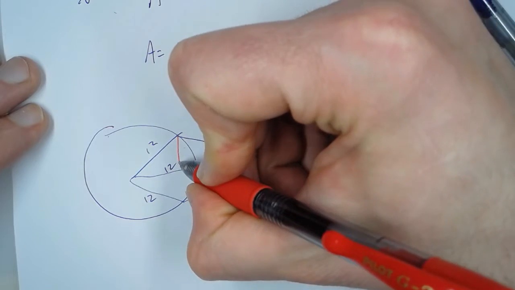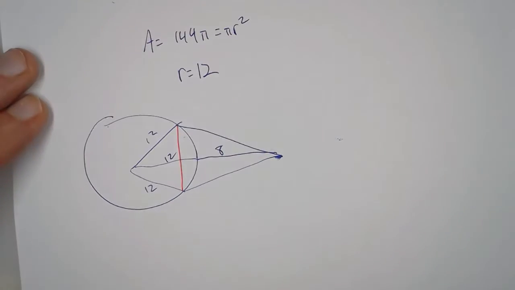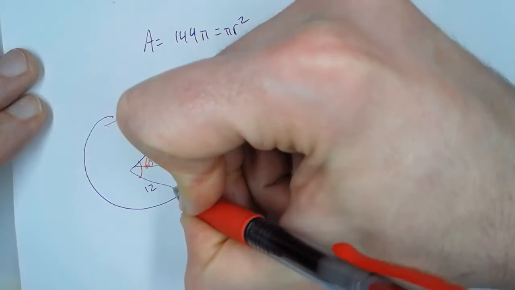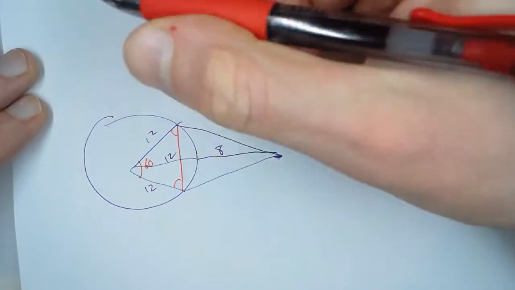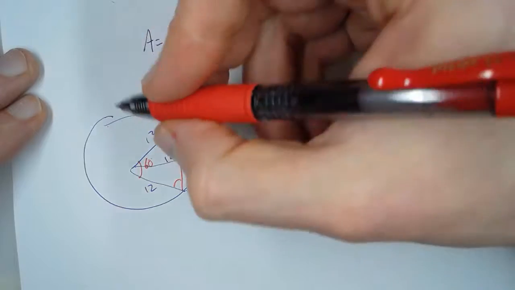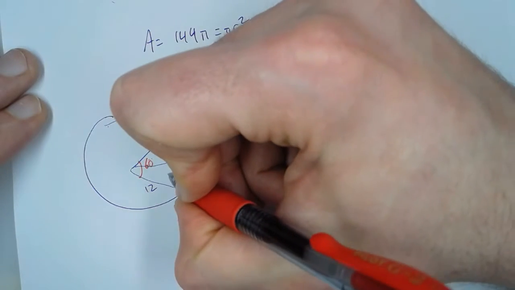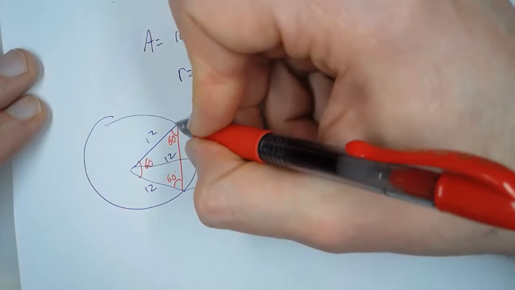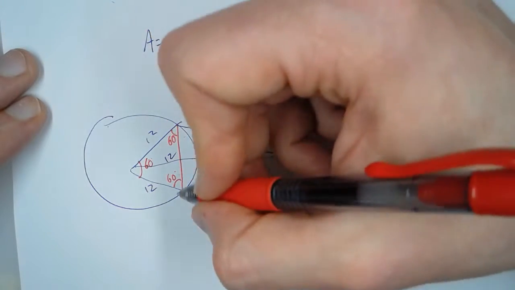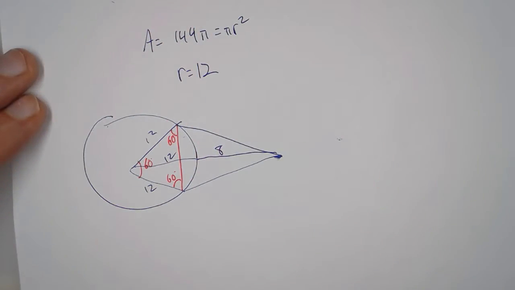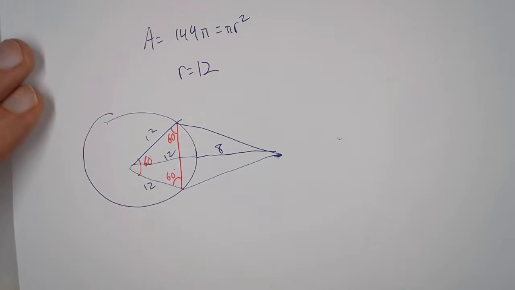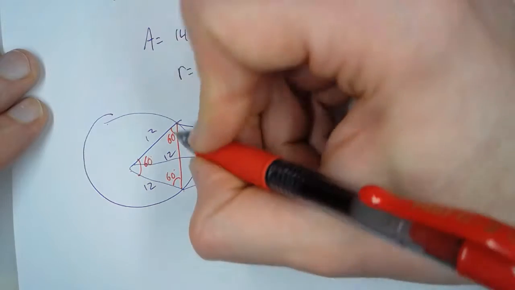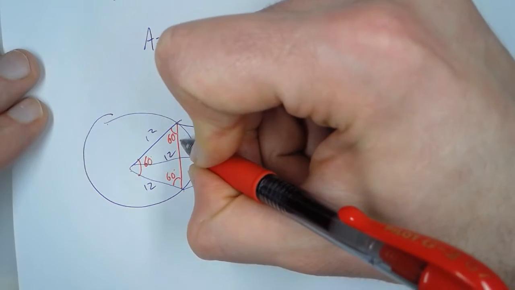Well, if we connect these two, what is this angle? Well, again, it's 60 degrees. What are these two angles? Well, this is isosceles. So that means these two have to be the same. They have to be 60 as well because they add up to 180. Well, since these are all 60 degrees, this is an equilateral triangle. So that means the length from here to here is the same as the length from here to here and so on. So this is 12.